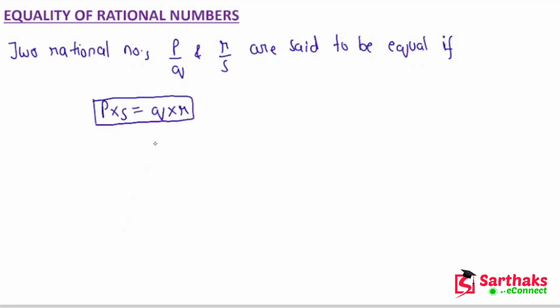Now, how did we get this situation? What was our purpose? Our purpose was to equate these numbers. So let us take these numbers to be equal. Now cross multiplying the numerator on the left hand side with the denominator on the right hand side, and the denominator on the left hand side with the numerator on the right hand side, we will get P into S equals Q into R. So this is the condition which we obtained by equating these rational numbers, right?